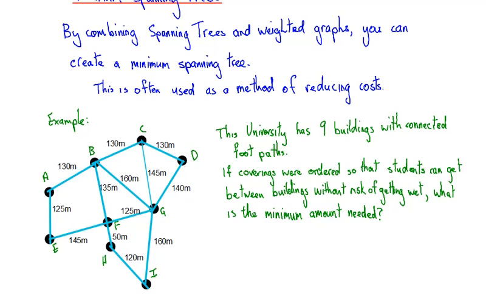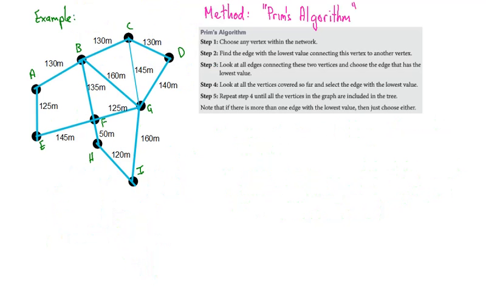So if you look at this, there's a lot of information there. How do I start? Fortunately, there is a method, and that method is called Prim's algorithm. And this is what Prim's algorithm is. Step 1, choose any vertex within the network. Doesn't make a difference which one, because you have to connect to all the vertices anyway. Choose any vertex within the network. Step 2, find the edge with the lowest value connecting this vertex to another vertex.